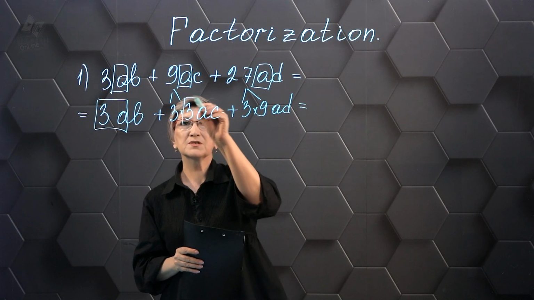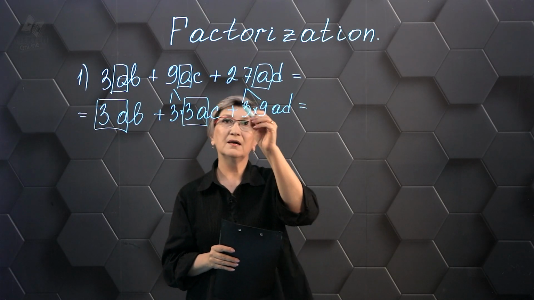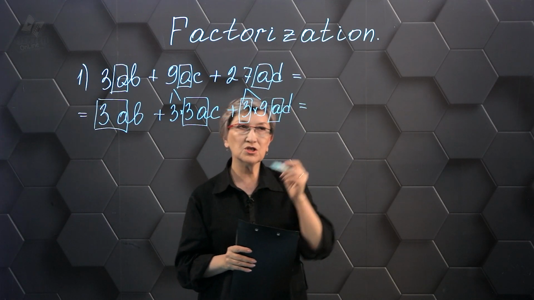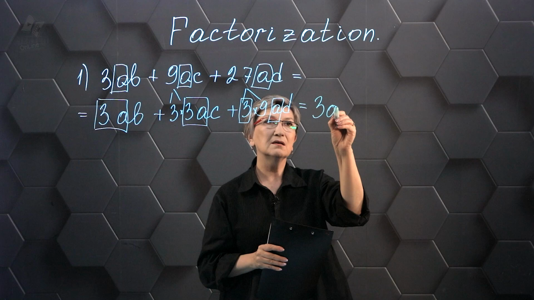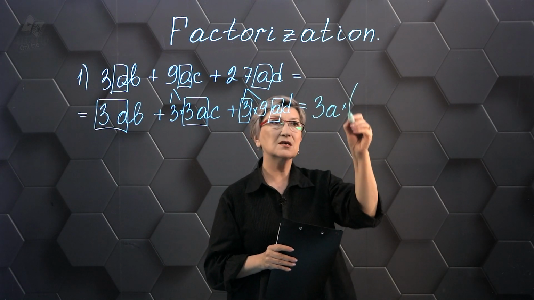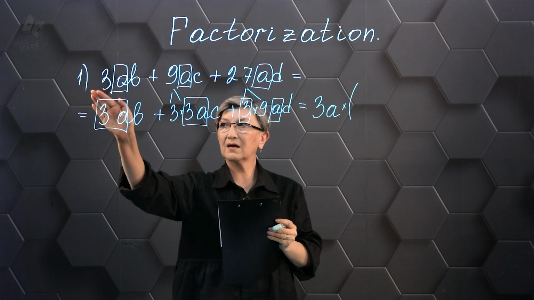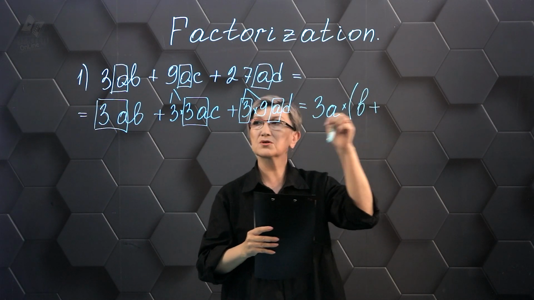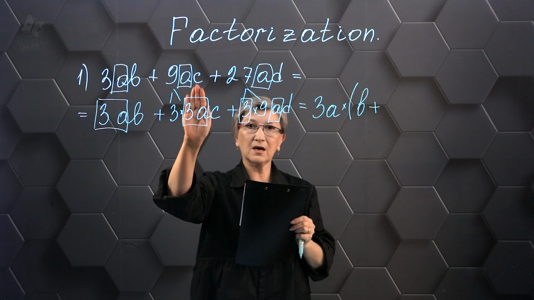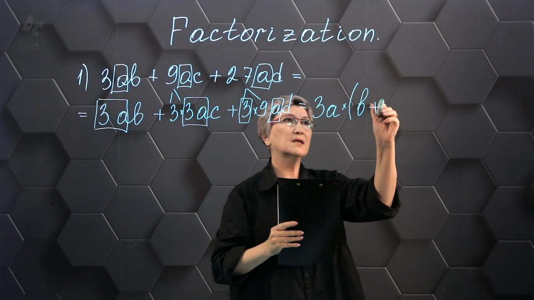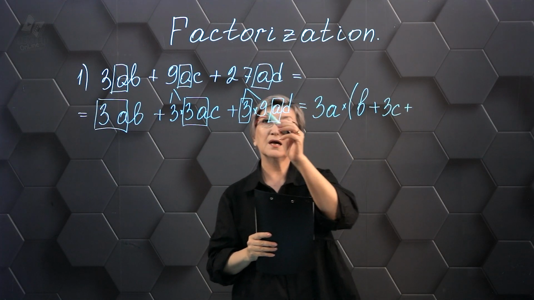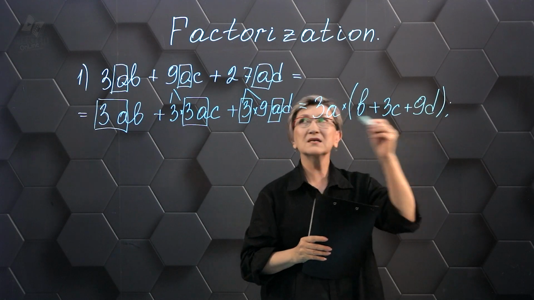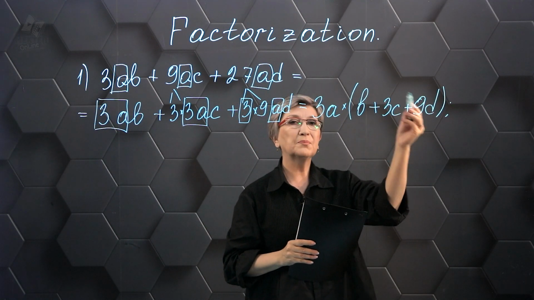3a. And in the second summand, I can see 3a. And in the third summand, I can see 3 and a. As a result, I can take these multipliers out of the bracket, 3a. What's left in the parentheses? If I took away the 3a from the first summand, I'm left with multiplier b. I write it down, plus. In the second summand, I take away 3a. What do I have left? 3c. Then I write down 3c. And in the third summand, I'm left with 9d. And as a result, I've written the sum as the product of two multipliers.